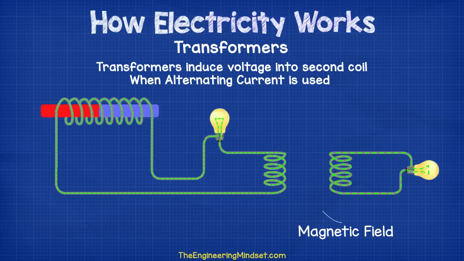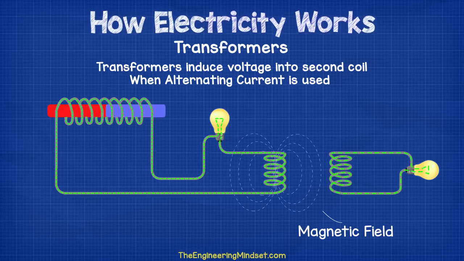Transformer. Now we can combine all of the aspects that we've just covered, and when we do so we'll see that we can use one coil to generate electricity, and then we can place two other coils in very close proximity to each other but not touching, and this will create a transformer. The transformer will induce a voltage from the first or primary coil over into the secondary coil, and this will force electrons to flow if the coil on the secondary side has a closed circuit.